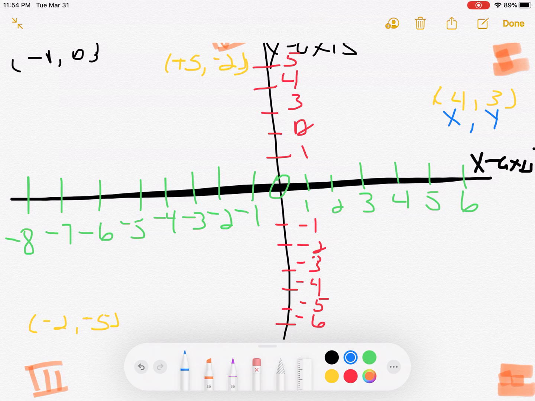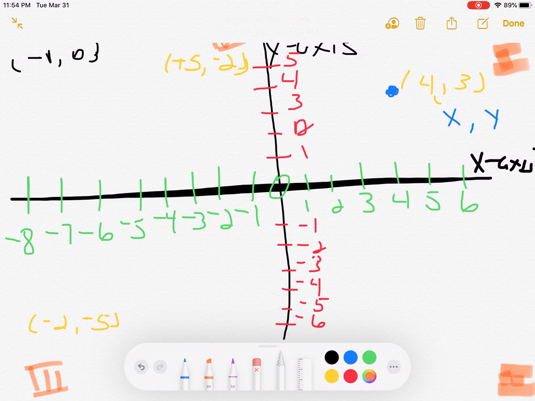I need to start at positive 4. So we have 1, 2, 3, 4. Okay, so I'm going to start here, and then I have to move up to a positive 3. So that would be 1, 2, 3. So my point belongs there, and I'll place it right there. And then you all know we write our coordinate pair right here next to it, and they usually do that when you see it, okay?